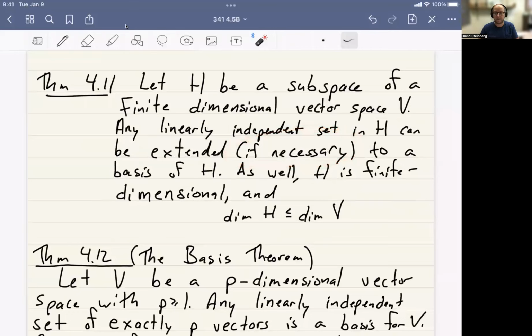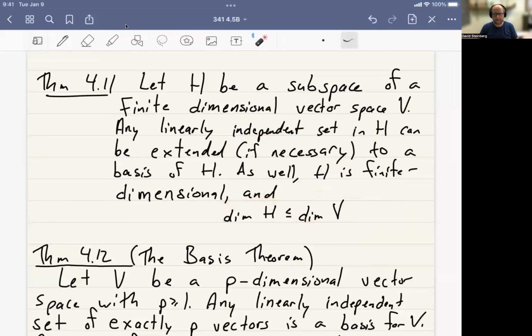As well, since V is finite dimensional, so is H, and the obvious thing happens: the dimension of H is no more than the dimension of V. It's telling us what we maybe think already, that you can't stack bigger ones inside of smaller ones.